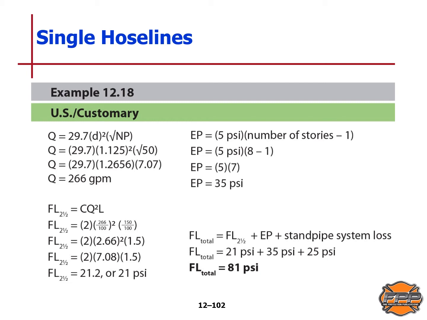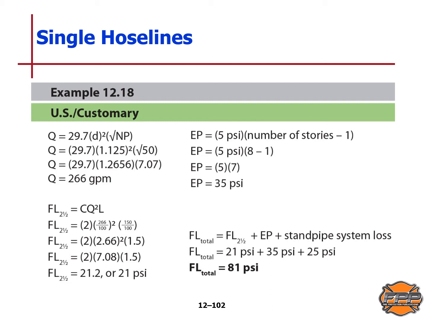If you look to the right of that, our EP, or elevation pressure, is 5 psi times the number of stories minus 1, so that's easy. We take elevation pressure, in this case, 5 psi times 8 minus 1, which is 5 times 7, so our elevation pressure is 35 psi.